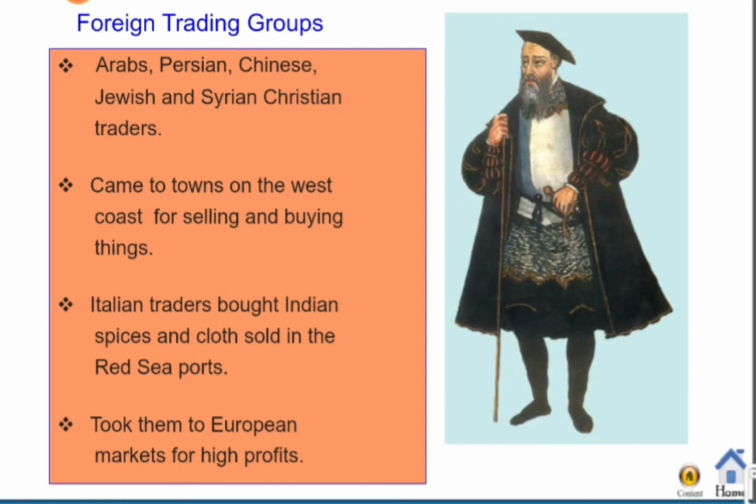Foreign trading groups. Arab, Persian, Chinese, Jewish, and Syrian Christian traders came to towns on the west coast for trade. Italian traders bought Indian spices and cloth, sold in the Red Sea ports, to trade them at high profits in European markets.